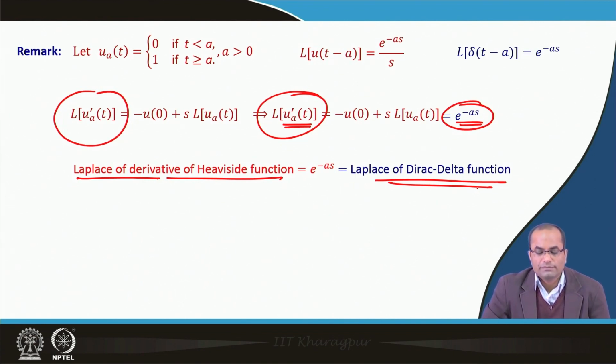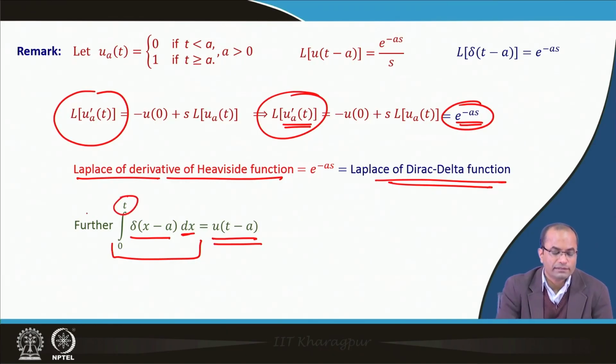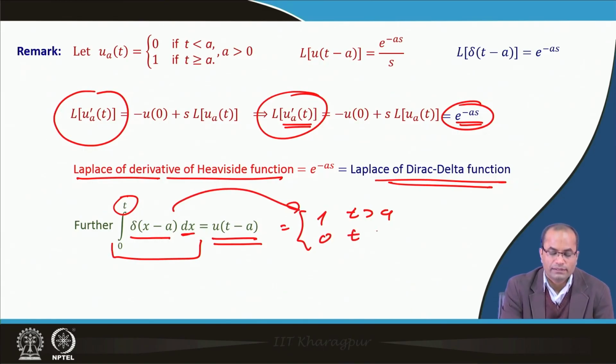So, it seems like the derivative of this Heaviside function is the Dirac delta function from this conclusion, but that is also justified, because if we take a look at the definition. So, delta x minus a, if we integrate from 0 to t, what will we get? We will get the Heaviside function, because if this t is greater than a, the point will be contained in the interval, and the value of this integral will be 1 for t greater than a, and 0 when t is less than a.